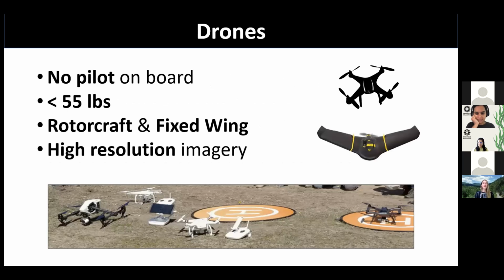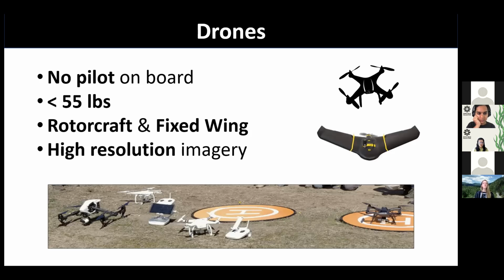Meaning that it's remotely controlled and it weighs less than 55 pounds, according to the Federal Aviation Administration, or the FAA. And there are two main types of drones: a rotorcraft with the propellers up top, as you see on the right, and these can fly on one battery for about 20 to 30 minutes, and a fixed wing drone, which you can see below that, and this can fly on one battery for about an hour.